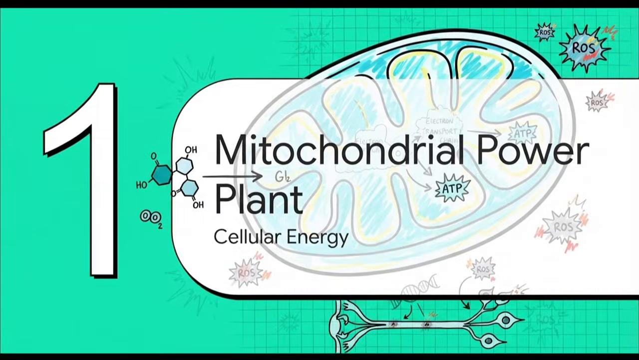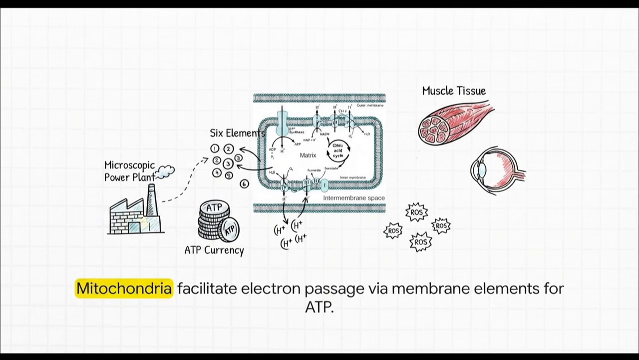Section 1. The mitochondrial power plant. Let's start right at the source. So I want you to imagine the mitochondria as a microscopic power plant. Inside, there's this machinery called the electron transport chain, which drives protons out to synthesize ATP. Remember, ATP is basically the energy currency of our cells.